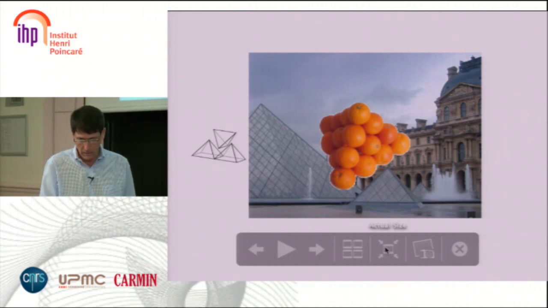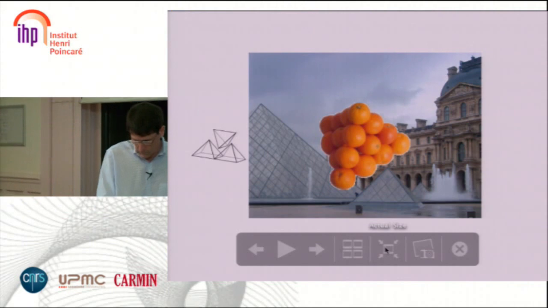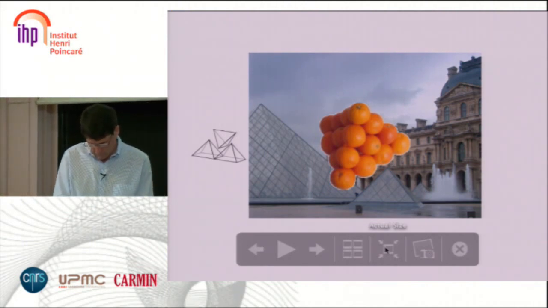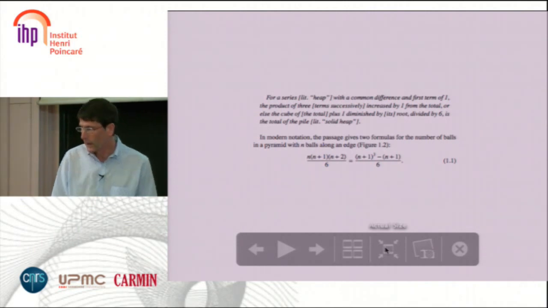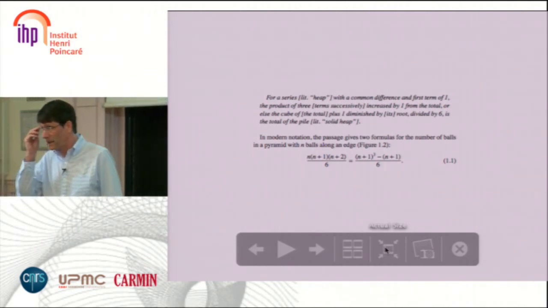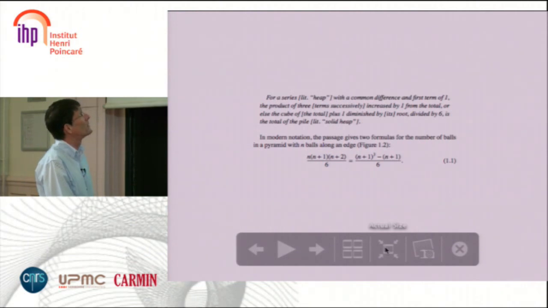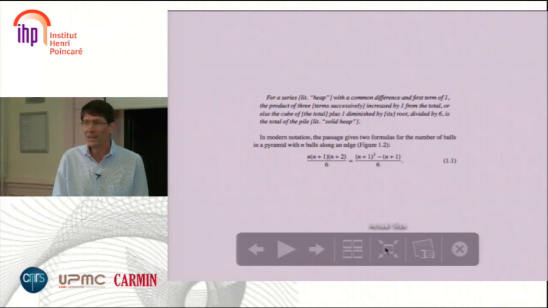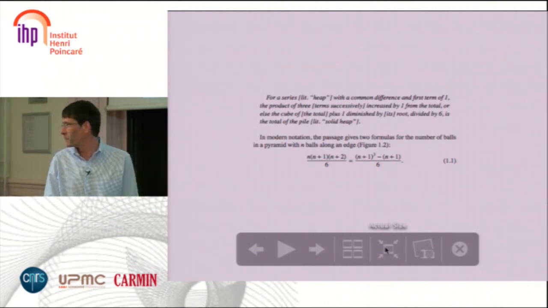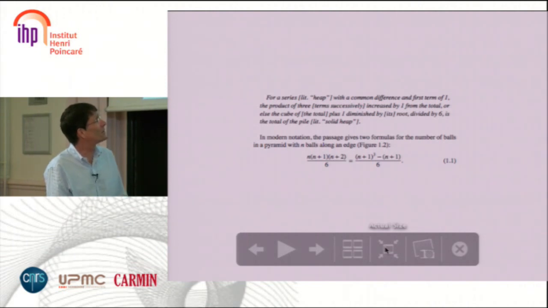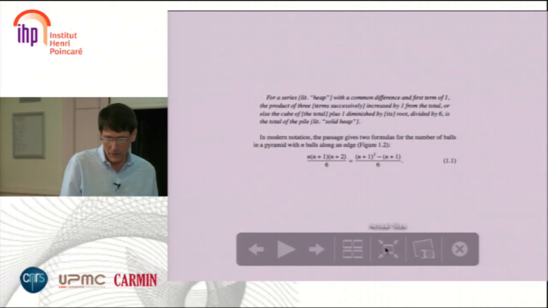And this actually goes back to about 500 AD. A Sanskrit source says, for a series with a common difference and first term of 1, the product of 3 terms successively increased by 1 from the total, or else the cube of the total plus 1 diminished by its root, divided by 6, is the total of the pile. So if you translate that into modern mathematical notation, you get these 2 formulas for the number of cannonballs in a pile. One's n times n plus 1 times n plus 2 over 6. And the other is n plus 1 cubed minus n plus 1, over 6.